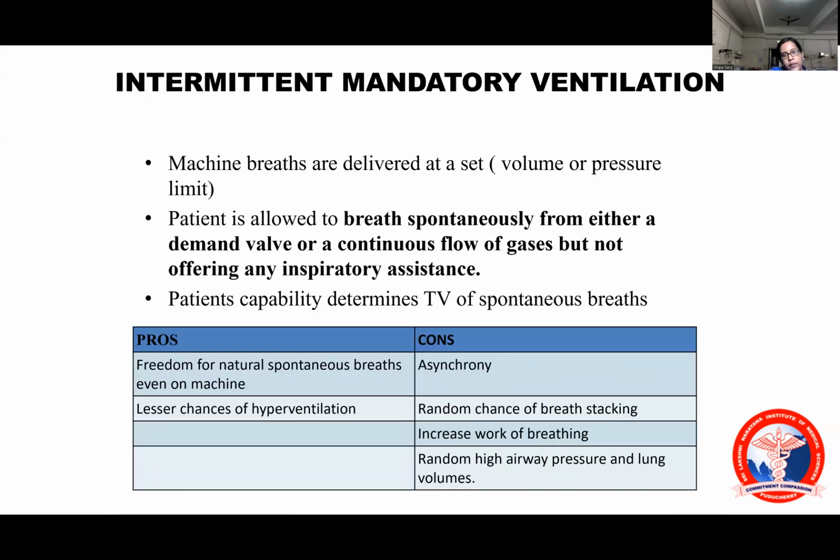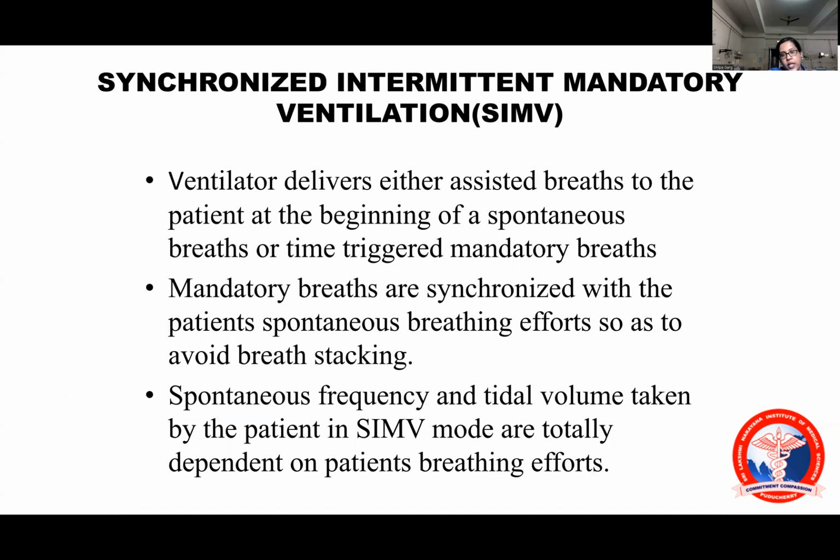Intermittent mandatory ventilation. The patient is allowed to breathe spontaneously from either a demand valve or a continuous flow of gases, but without any inspiratory assistance. What are the advantages? Freedom for natural spontaneous breaths, even on the machine, and lesser chances of hyperventilation. Whereas the disadvantages are asynchrony, random chance of breath stacking, increased work of breathing, and random high airway pressures and lung volumes.